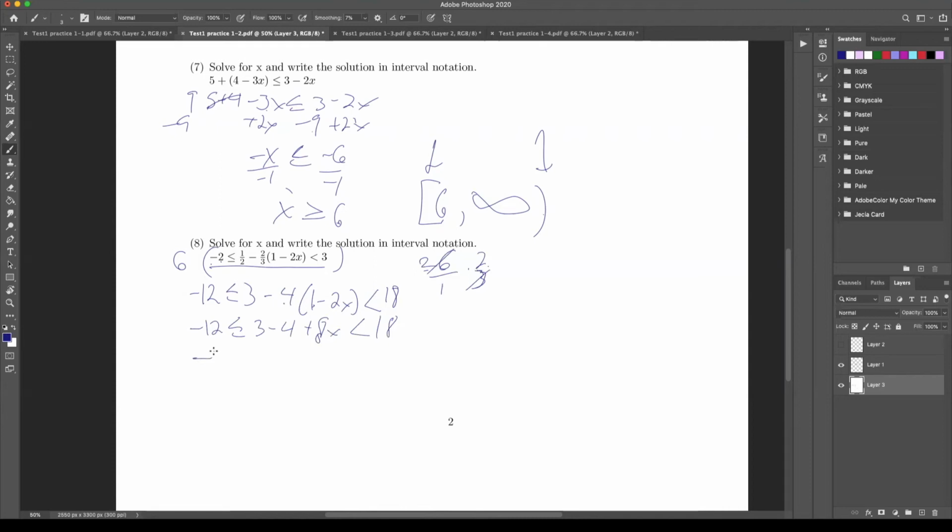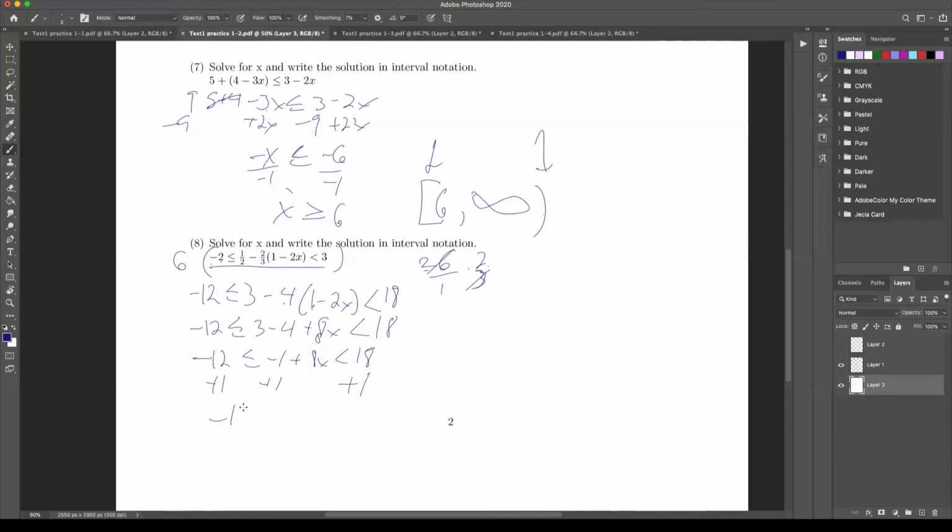Here, this will become minus 12. Go ahead and put these two together. So I get negative 1 plus 8x less than 18. We're going to add 1 to, remember when we have the double, we need to do what we do to one, we have to do to all the sides. So we're going to add 1 everywhere.